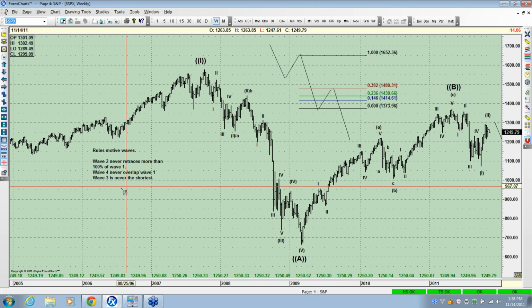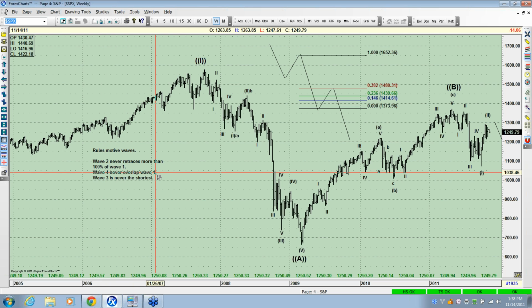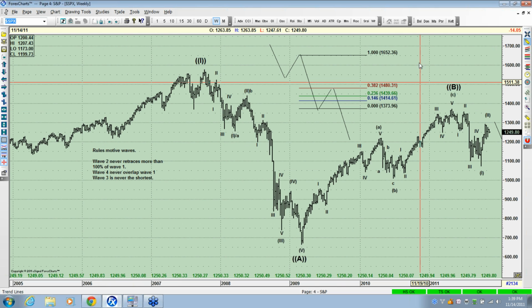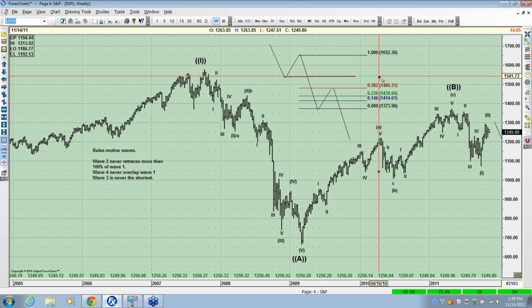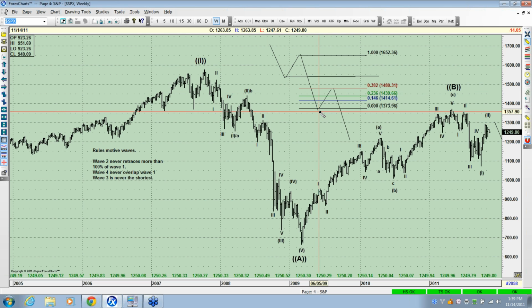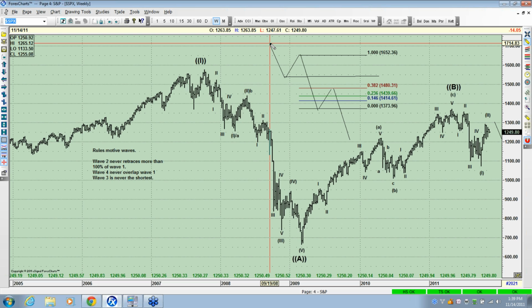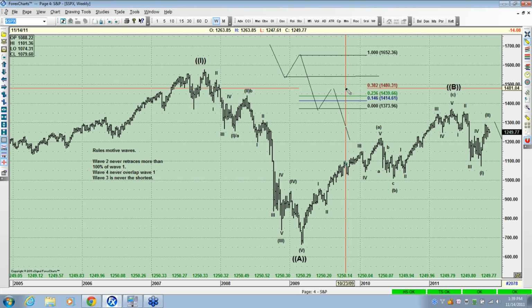Because wave 4 cannot overlap wave 1, you're going to place your stop right here. And that being the case, you sell with this stop. If the market keeps going higher and overlaps with wave 1, what's happening? This is a three-wave move, like an ABC, and then the market is going to break this higher 97% of the time. That's how you measure wave 4.